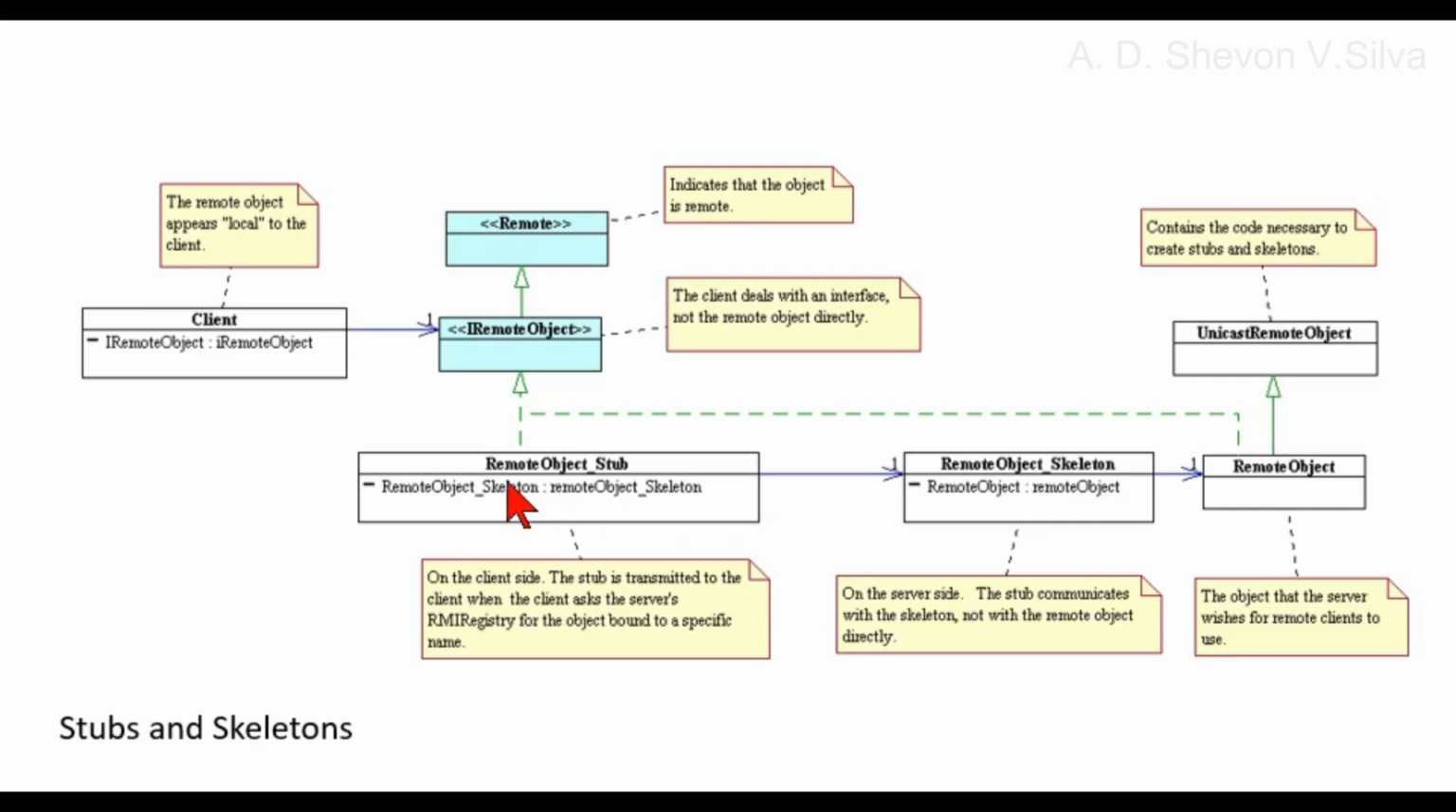And here you can see remote object skeleton, object, remote object. On the server side, the stub communicates with the skeleton, not with the remote object directly. You can see the remote object here, the object that the server wishes remote clients to use. And here you can see UnicastRemoteObject contains the code necessary to create stubs and skeletons.